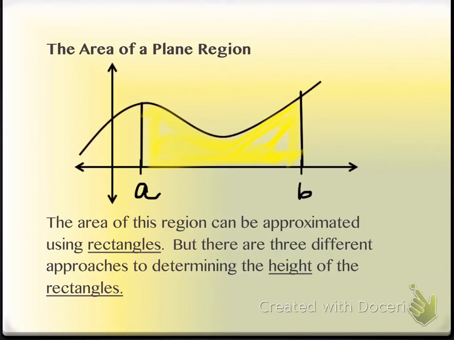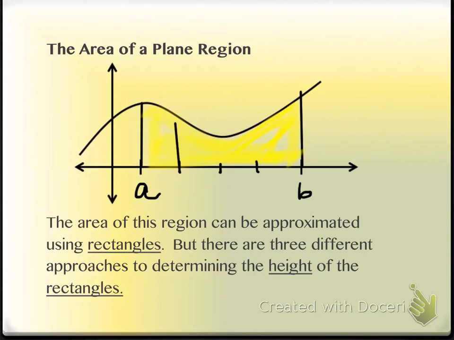The area of this region can be approximated by using rectangles. Okay, so what does that mean? Well, it means we can take this length and divide it into 2, and then into 4, and then into 6, and then into 8, however many lengths that we want to divide it into. Picture-wise, I do a pretty good job dividing things into 4, so that's what we're doing.